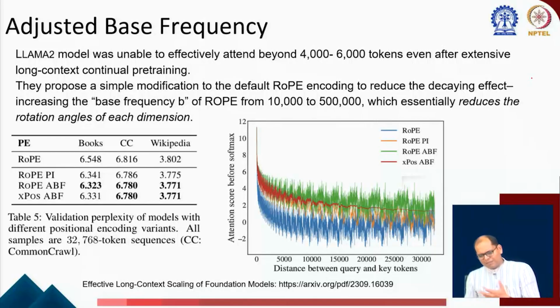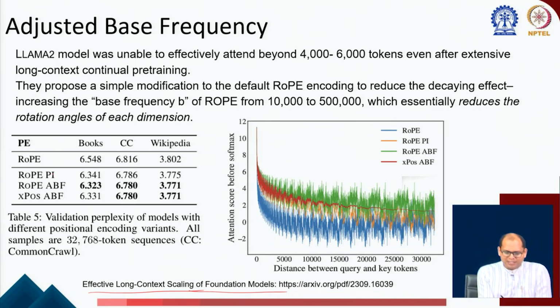Now, there is another paper, effective long context scaling of foundation models, where they said okay, this is one method, RoPE PI, position interpolation, but you can also have another way of changing the same thing, and this is what they call ABF, adjusted base frequency. This was based on their experiment.